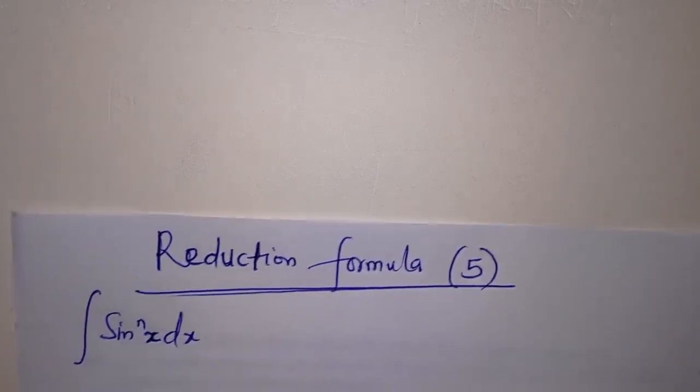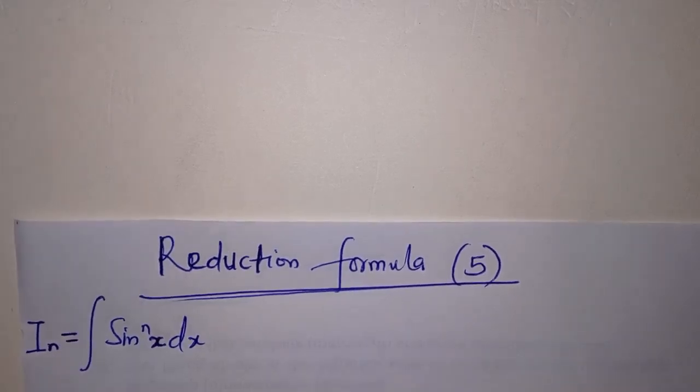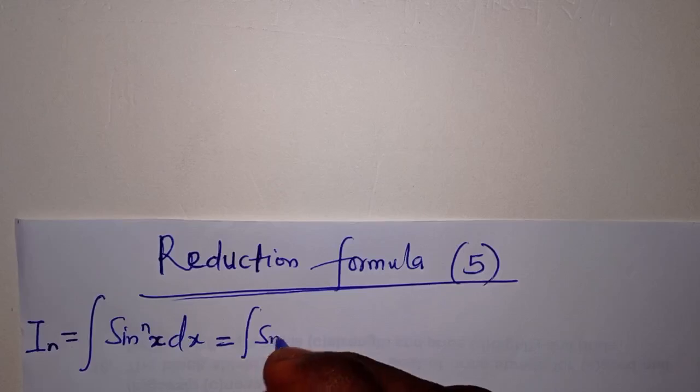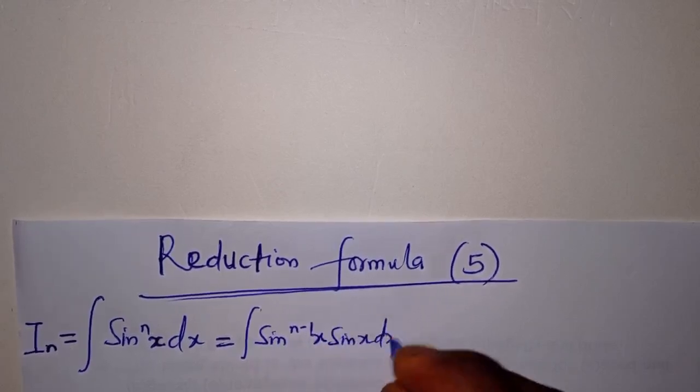Reduction formula for the integral of sine n x dx. Let's call this I sub n. To determine the reduction formula, see what we do. First of all, I'm going to split this integrand, sine n x. I'll say this is the integral of sine to the n minus 1 x times sine x dx.